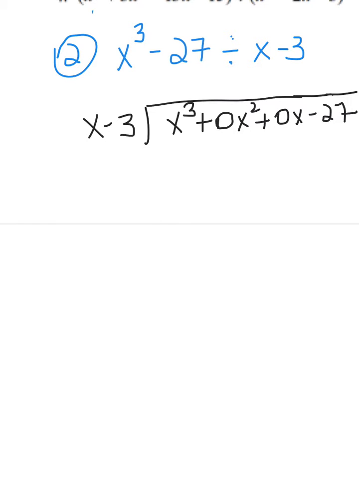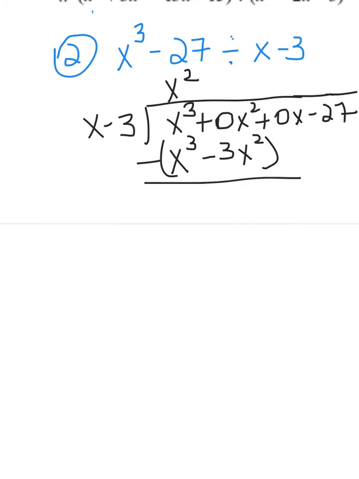So x will go into x to the third x squared times. X squared times x is x to the third. And then x squared times a negative 3 is a negative 3x squared. And then we subtract. So I'm going to get x to the third minus x to the third is just 0. And then 0 minus negative 3, you have to be careful here though, because this is actually 0 minus a negative 3. Watch out for this double negative. This is 0 minus a negative 3, which is the same thing as 0 plus 3.